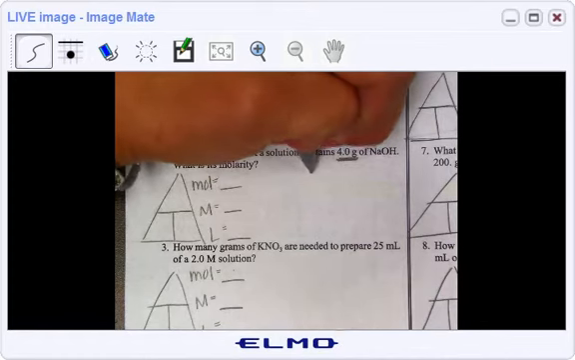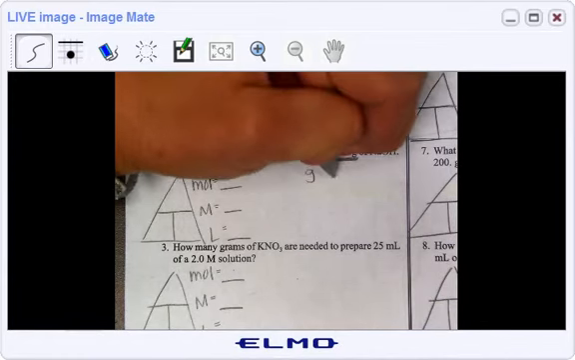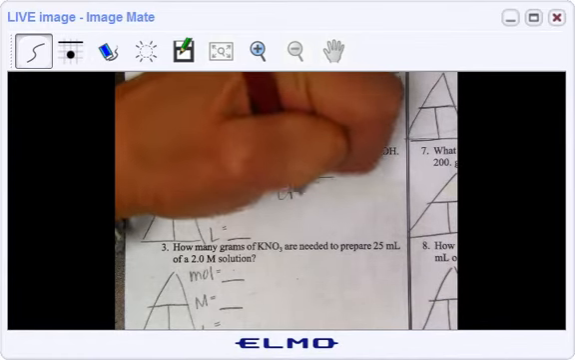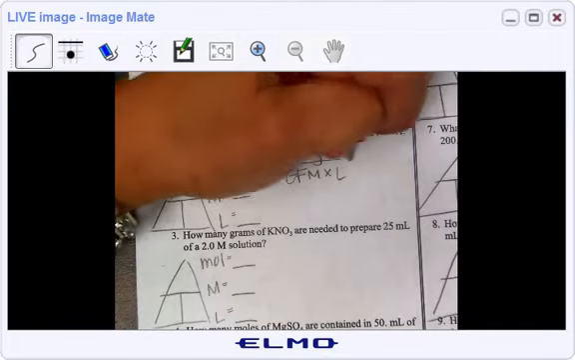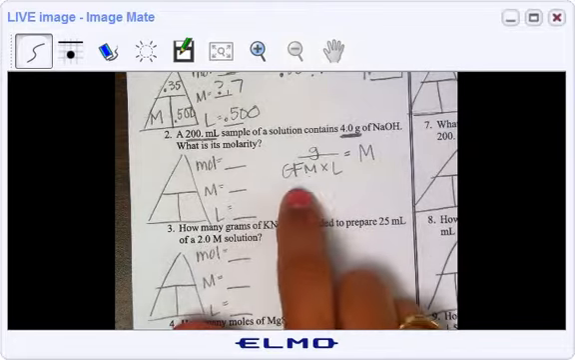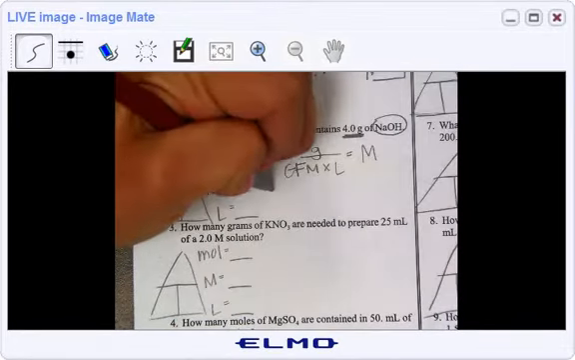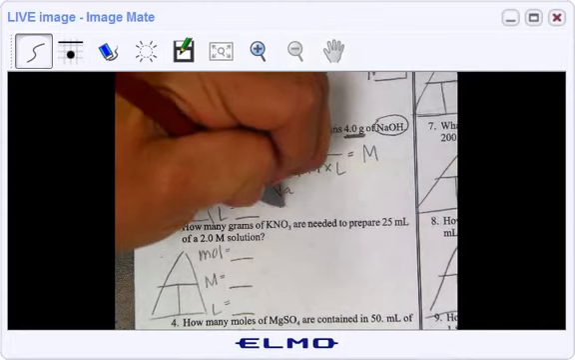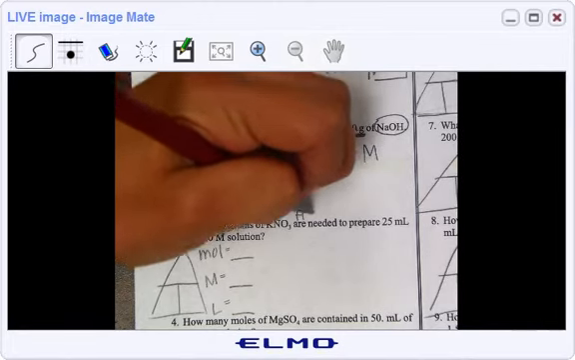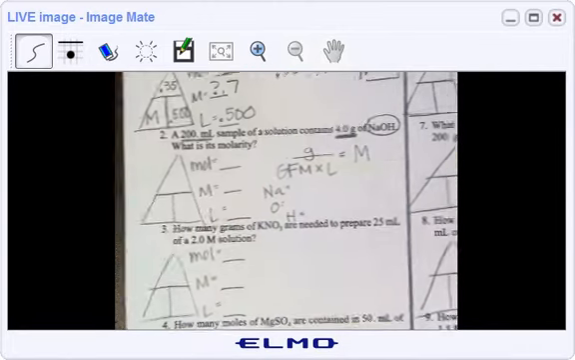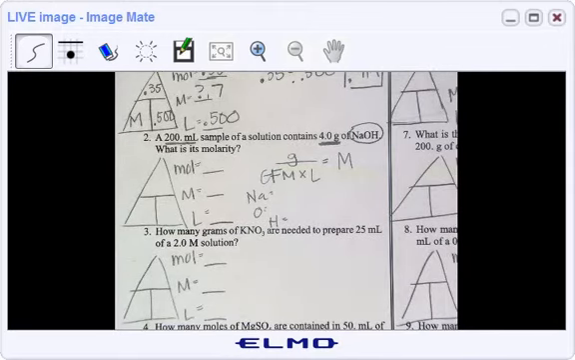So G over GFM times L, and that will give me my molarity. The GFM, I have to find the mass of NaOH. How do we find the mass of a compound? When it says mass, where do we go?